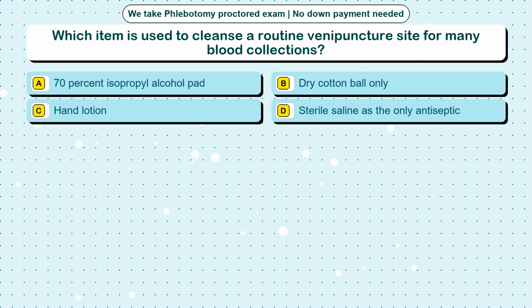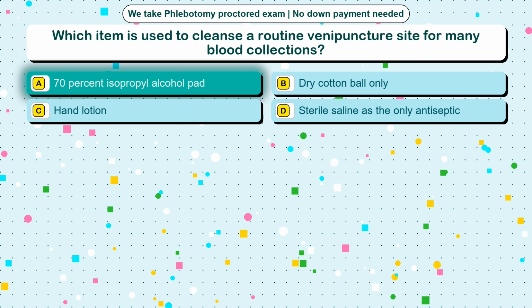Question 58. Which item is used to cleanse a routine venipuncture site for many blood collections? Option A, 70% isopropyl alcohol pad. Option B, dry cotton ball only. Option C, hand lotion. Option D, sterile saline as the only antiseptic. The correct answer is option A, 70% isopropyl alcohol pad.